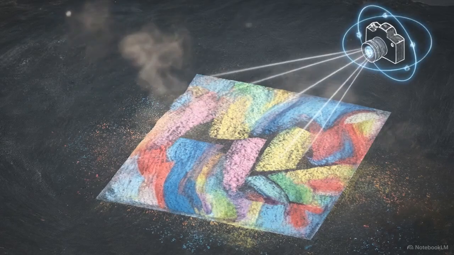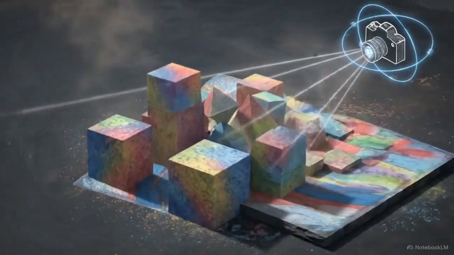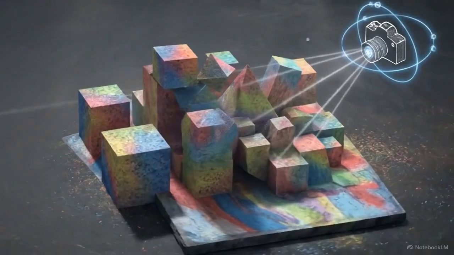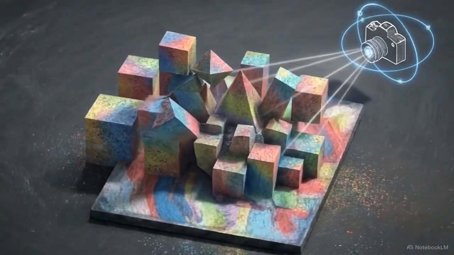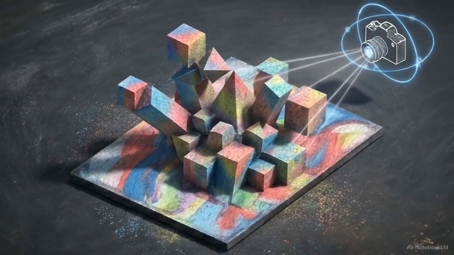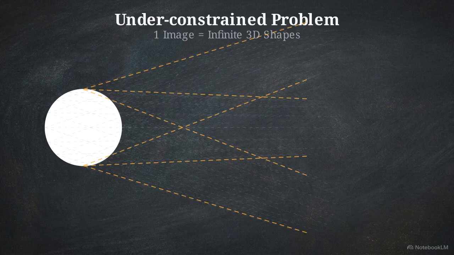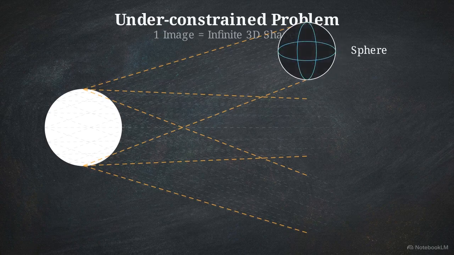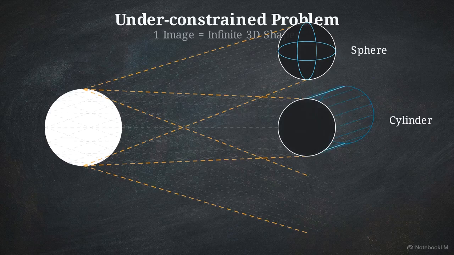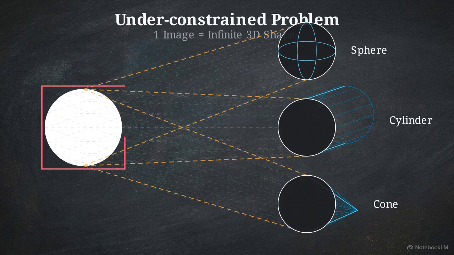Watch this flat, abstract painting instantly snap into a fully volumetric 3D object, expanding outward so we can smoothly orbit its back and sides. Reconstructing 3D space from a single 2D image is an under-constrained mathematical problem. Tracing the projection lines of a 2D circular shadow backward proves that a 3D sphere, a cylinder, and a cone can all cast that exact same silhouette.